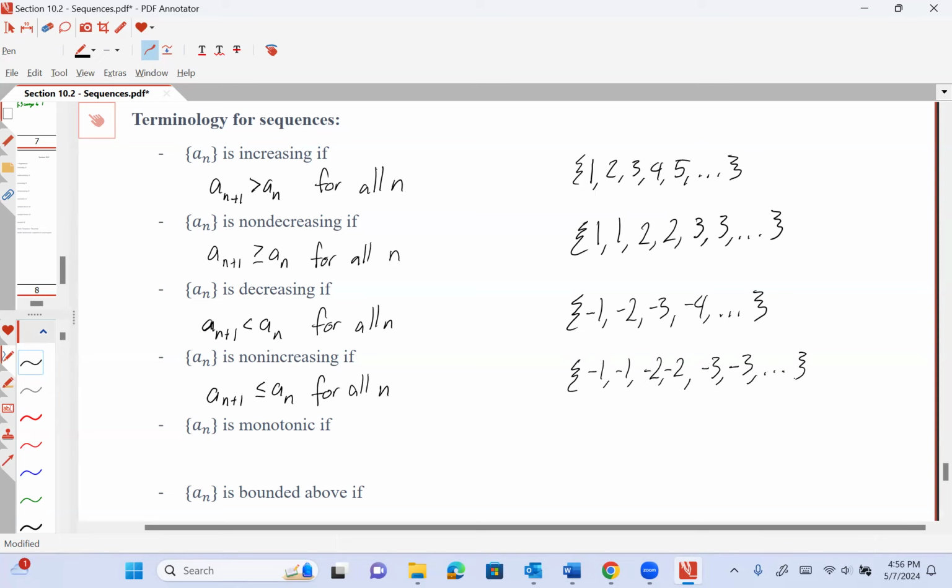Monotonic is the word that's used for it is one or the other, meaning a sub n is either non-increasing or non-decreasing. Sometimes we don't care if it's increasing or decreasing. We just care it's only moving in one direction.